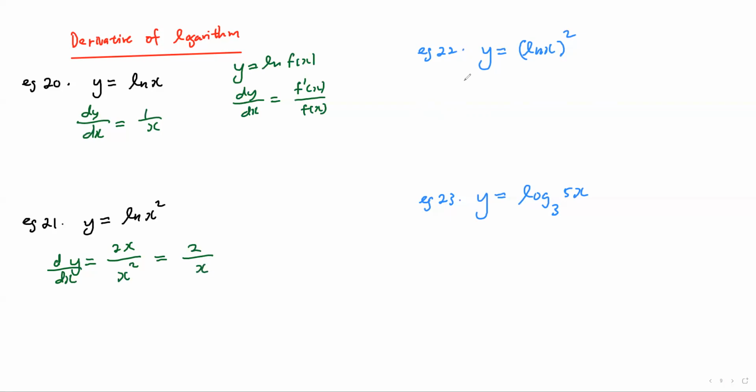So for example 22, we can use chain rule. So dy dx, the power, I'll bring it down. So this is ln x to the power of 1, multiplied by the derivative of this. Differentiate ln x is 1 over x. So our final answer is 2 over x times ln x.